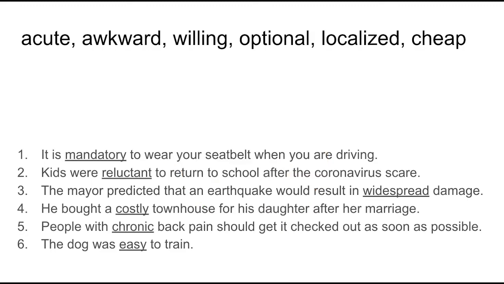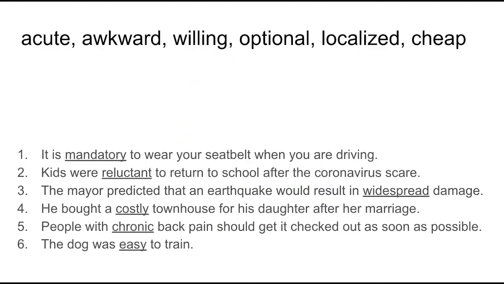Number 2, kids were reluctant to return to school after the coronavirus scare. Okay. So reluctant means they don't really want to return to school. Yeah. So the opposite of that means they are willing to go to school.